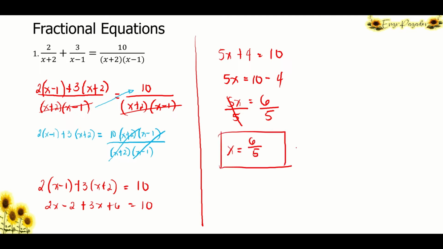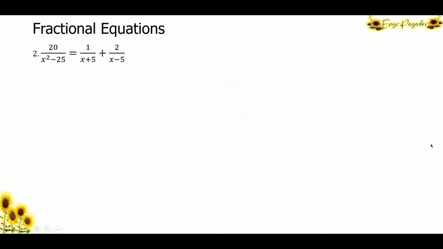So that is how you solve for the value of x in a fractional equation. So let's have another example. 20 over x squared minus 25 is equal to 1 over x plus 5 plus 2 over x minus 5. So again, what we will do is get the LCD of one side. Since this one has two terms, this is where we get the LCD.